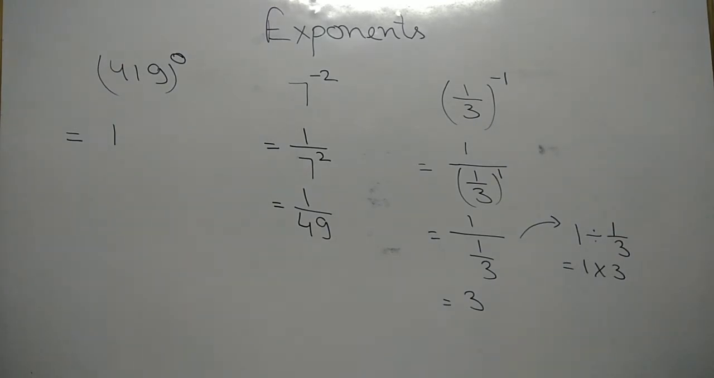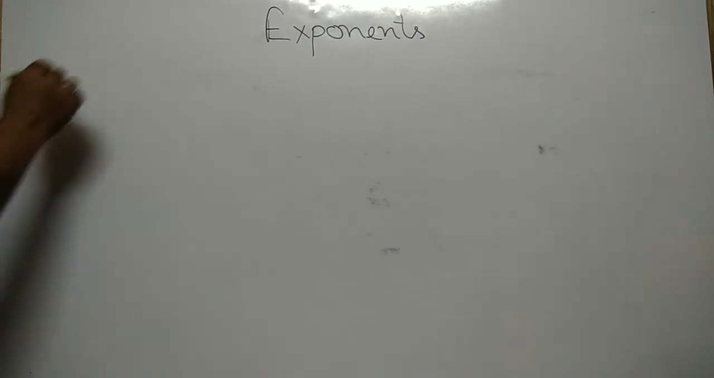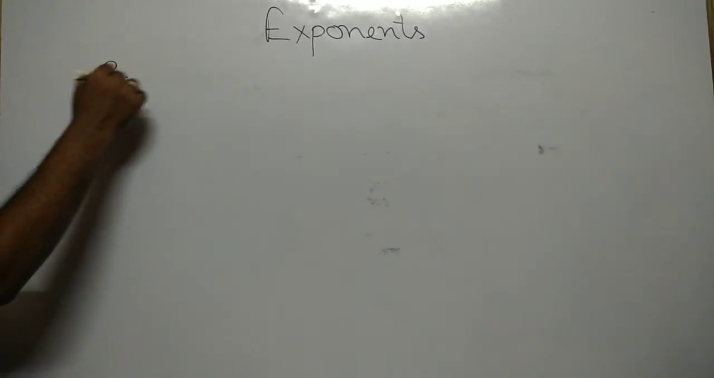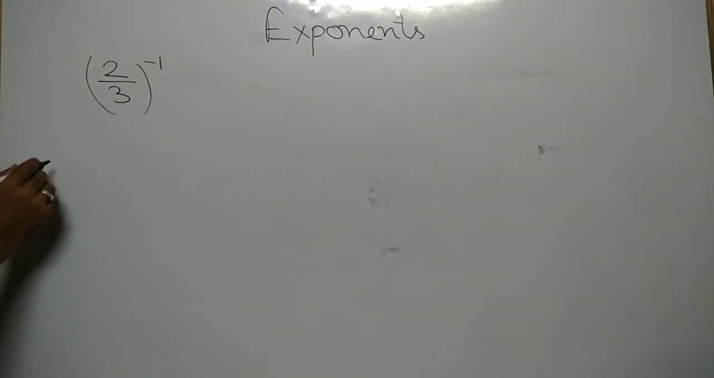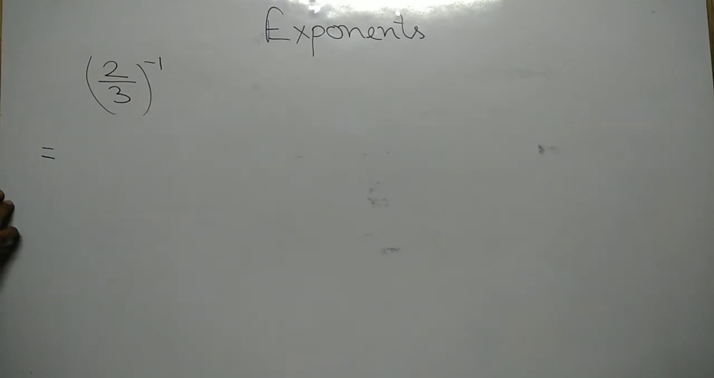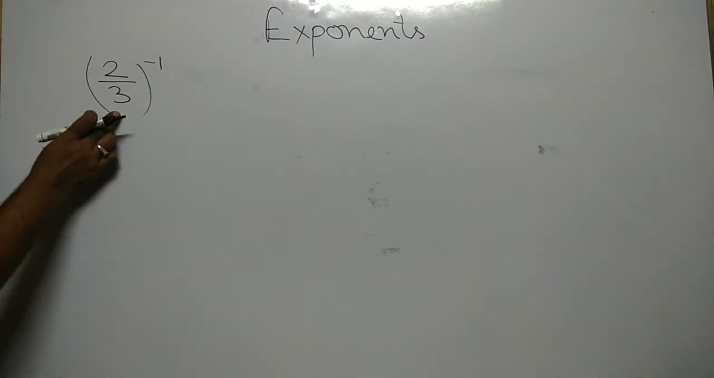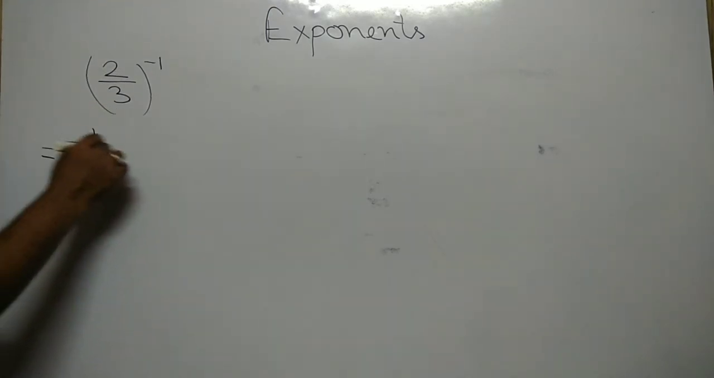Move to the next part. Let's discuss some more negative exponents. In this case we have 2 upon 3 whole to the power minus 1. Here we know that we can easily reciprocate, or simply we follow the rule.